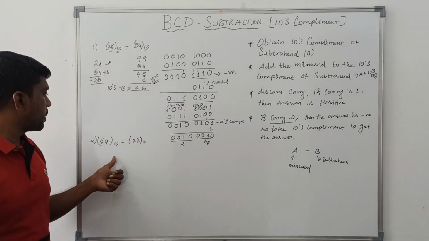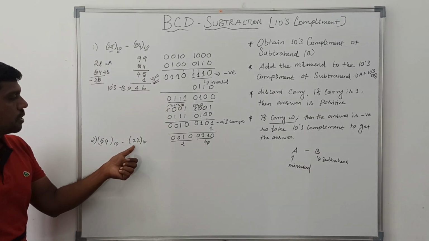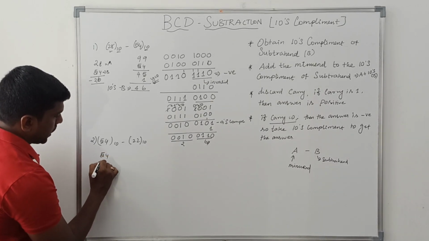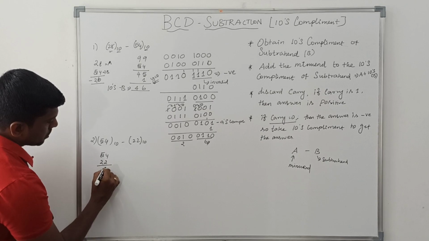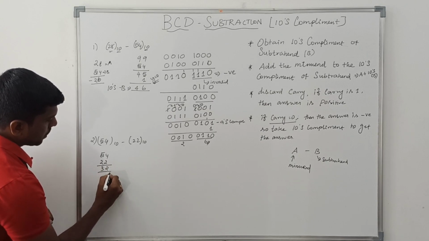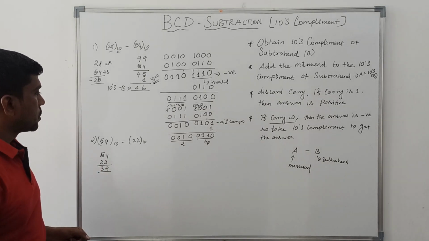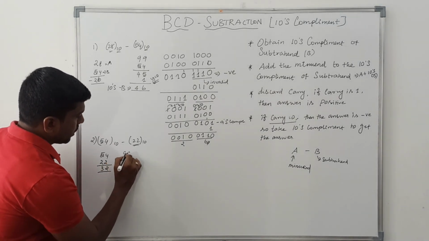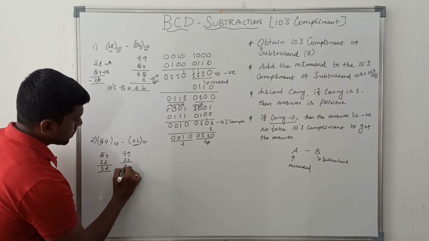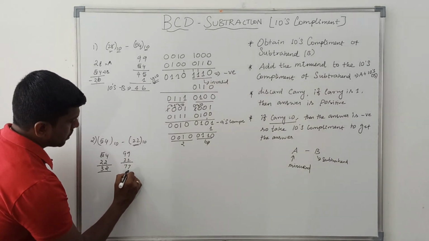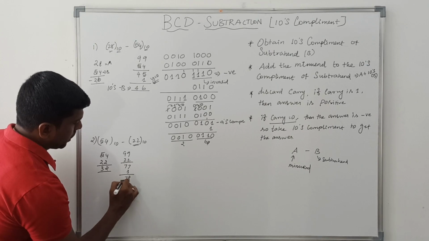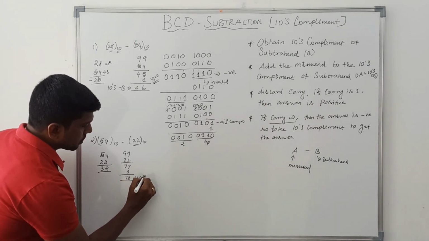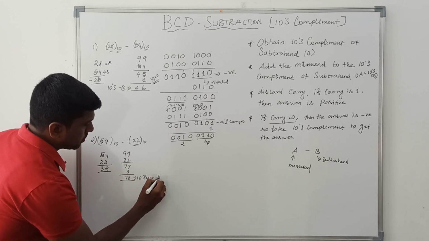Then come to the second problem, 54 base 10 minus 22 base 10. So 54 minus 22, the result is 32. First you take the 10's complement of 22. So 99 minus 22 is 77, the 9's complement, plus 1 is 78. So that is the 10's complement of B.